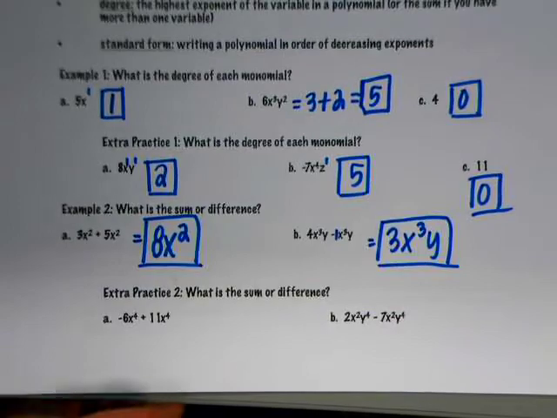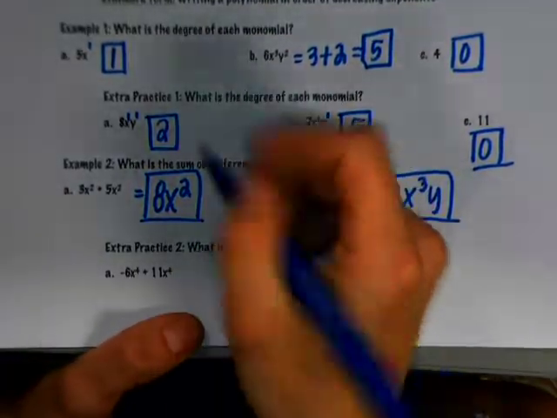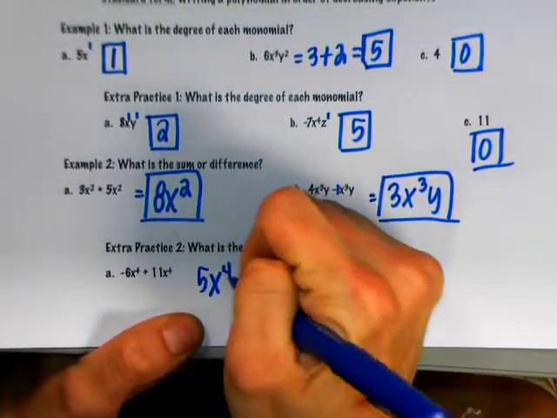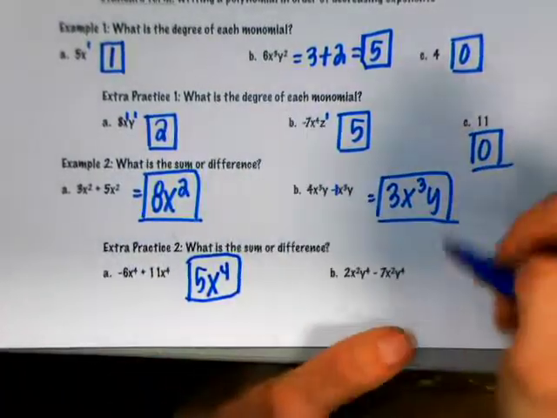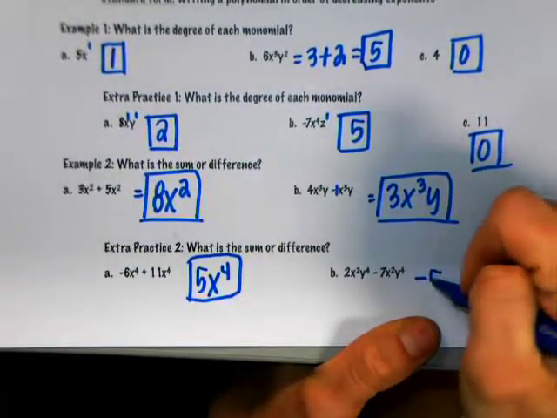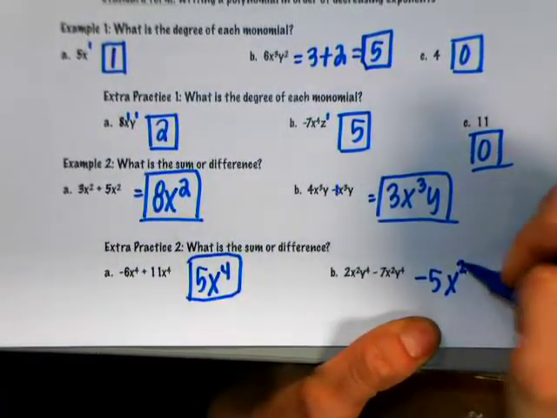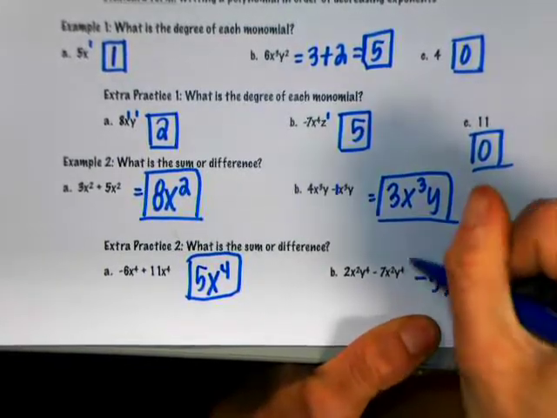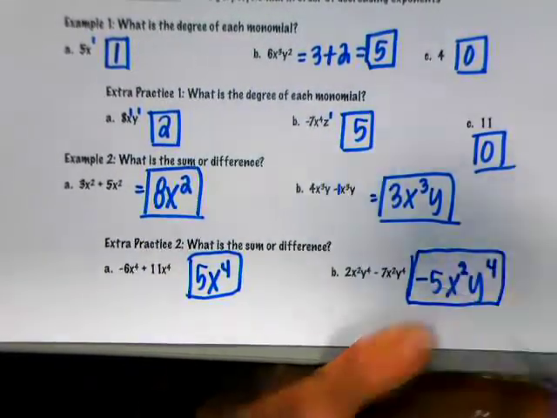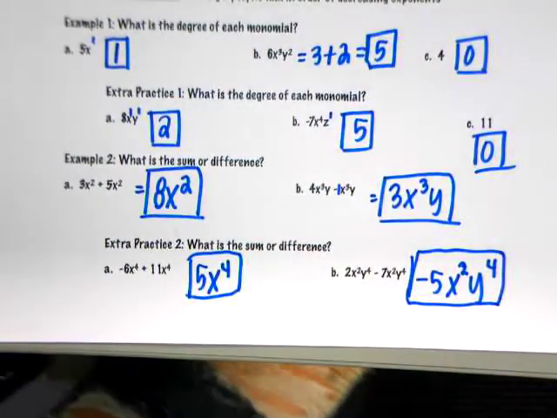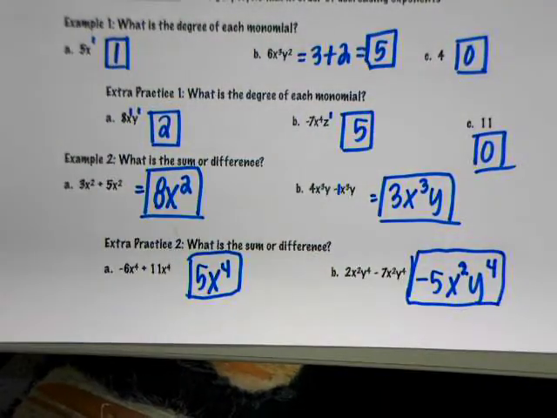All right, what do you guys get for A? Yep, 5x to the 4th. What about B? Yep, negative 5, x squared, y to the 4th. Do you have any questions before we move on? Okay.